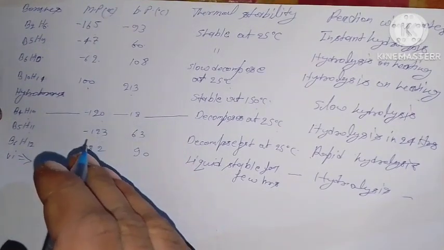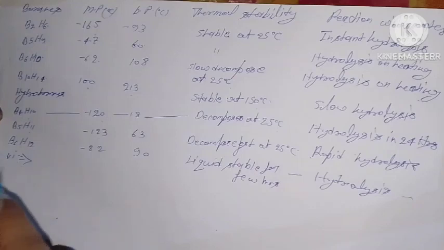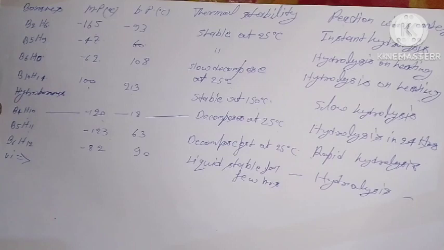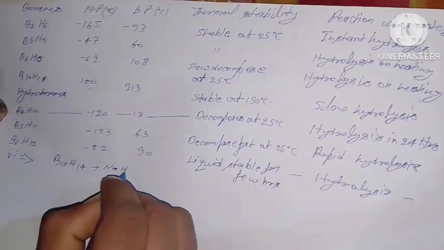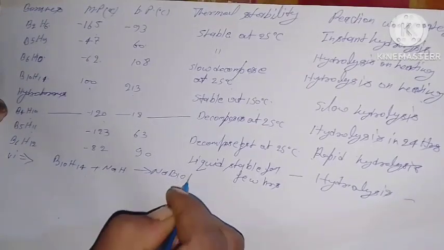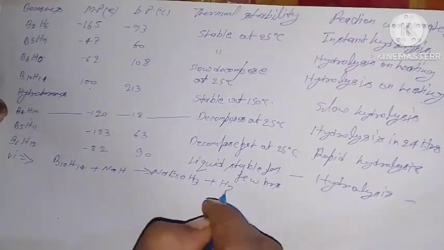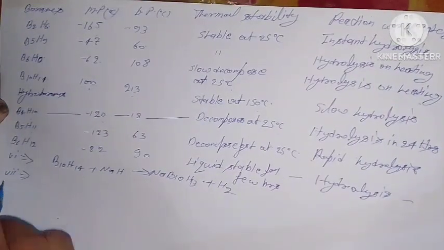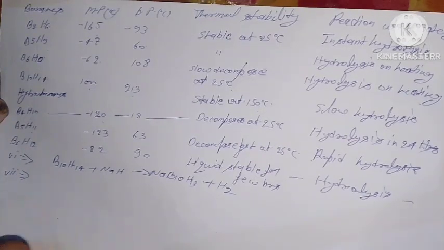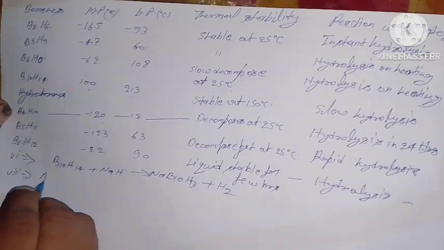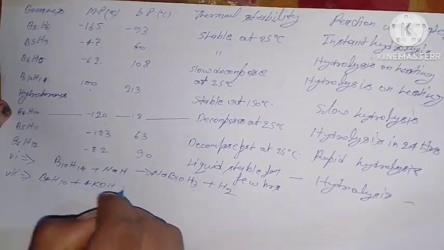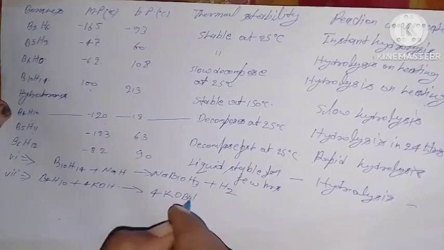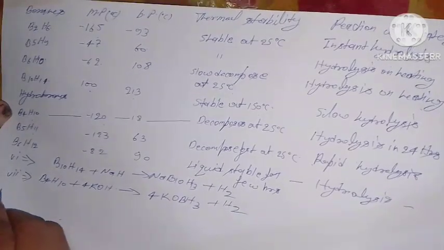Okay, sixth point. This behaves as an acid and forms anions by releasing protons. Decaborane behaves as a strong monoprotic acid. Okay, B10H14 plus NaH that makes NaB10H13 plus H2. Okay, seventh point. Tetraborane forms hypoborane in alkaline solution. B4H10 plus 4KOH, okay, that makes 4KOBH3 plus H2.